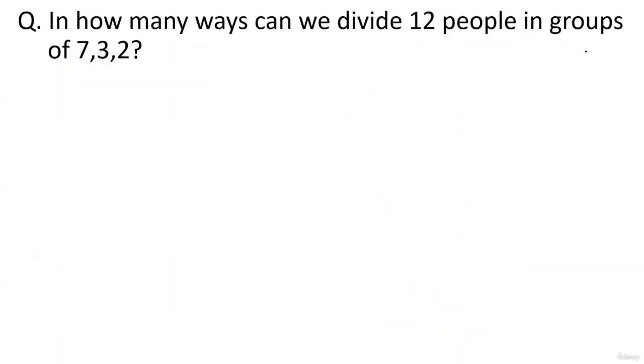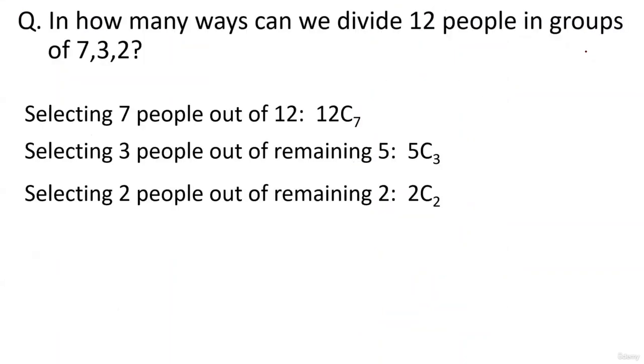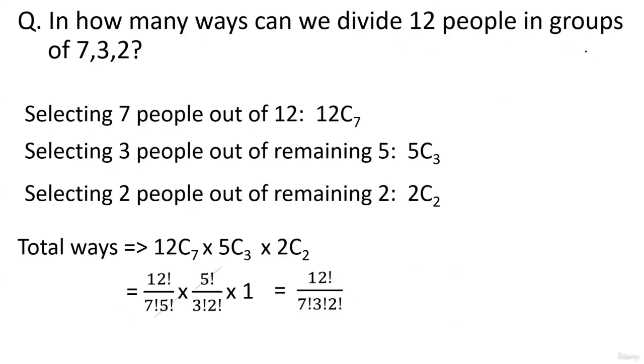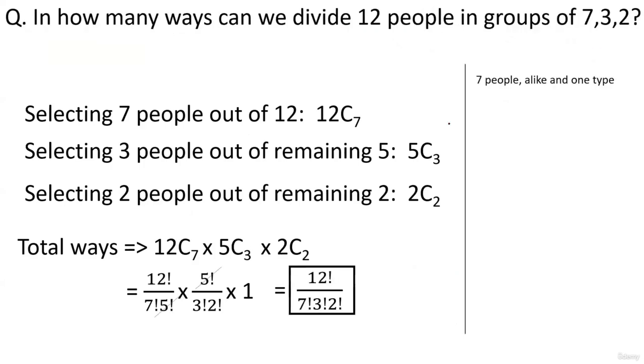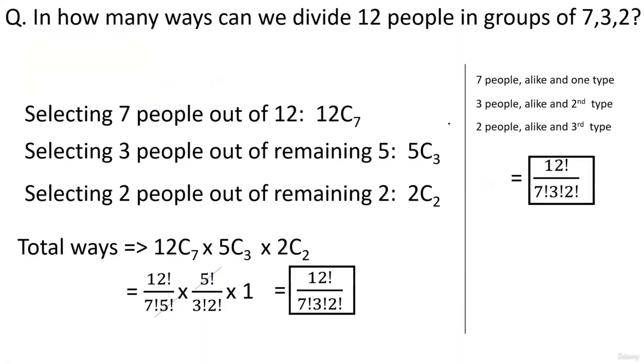We'll solve a few questions now based on this. In how many ways can we divide 12 people in groups of 7, 3 and 2? ये method तो हम देख ही चुके हैं. Okay, अब हम दूसरा मेथड देखते हैं. Okay, now you can get the answer directly. 7 people are alike and one type, वो एक ग्रुप में होंगे. 3 are alike and second type, दूसरे ग्रुप में होंगे. And 2 are alike and third type, okay, वो तीसरे ग्रुप में होंगे. So total number of ways of dividing them is 12 factorial divided by 7 factorial, 3 factorial, 2 factorial, right? You get the same answer. Okay, but now much more quickly, right?